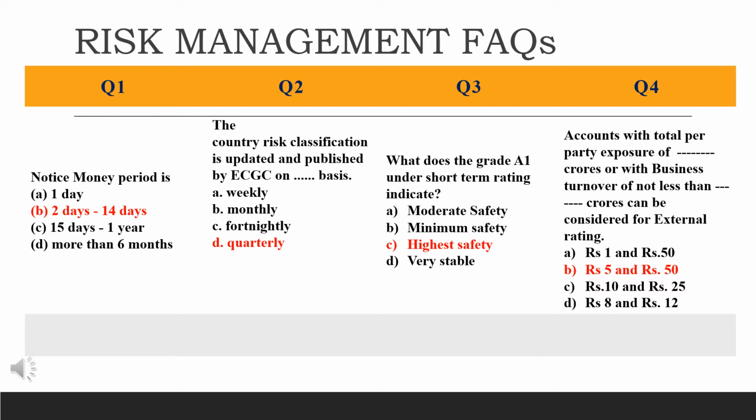I would repeat once again: accounts with total per party exposure of 5 crores or with business turnover of not less than 50 crores, that means it should be more than 50 crores, can be considered for external rating. The answer will be option B, rupees 5 and rupees 50.